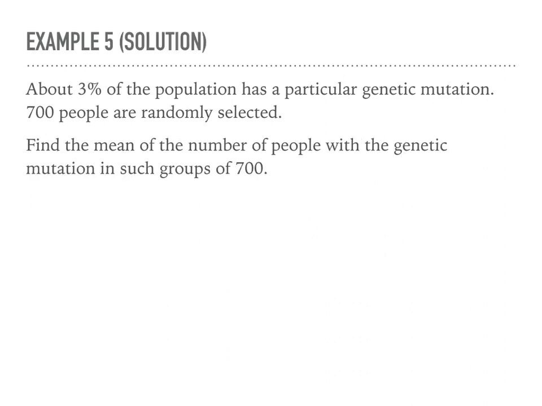So in example 5, you are looking for the mean of a binomial distribution. Here, n is 700, p is 0.03, and q is 0.97. So your mean is equal to 21.